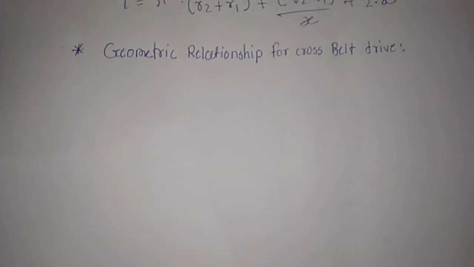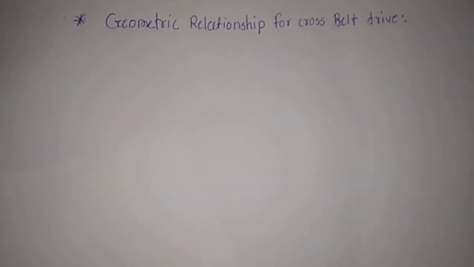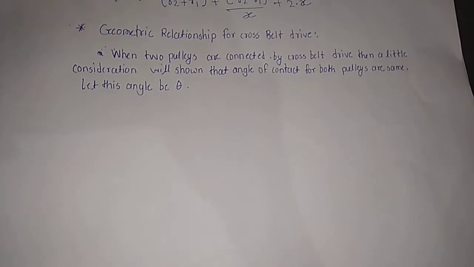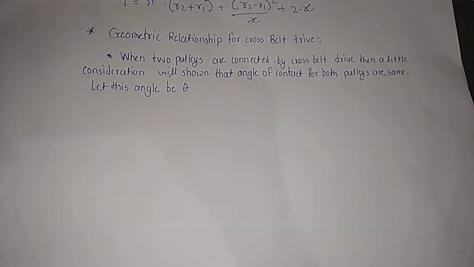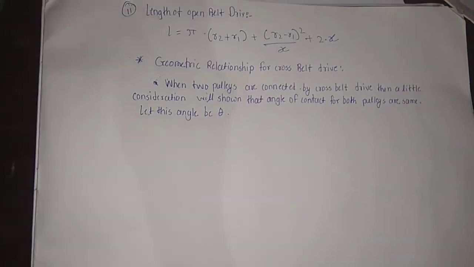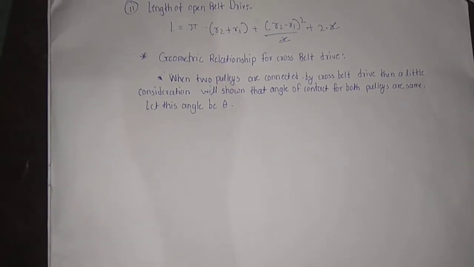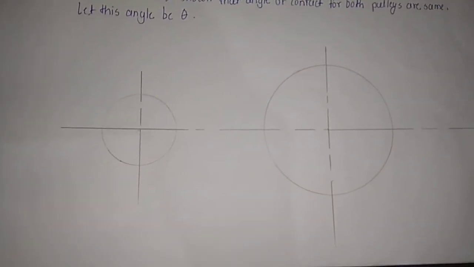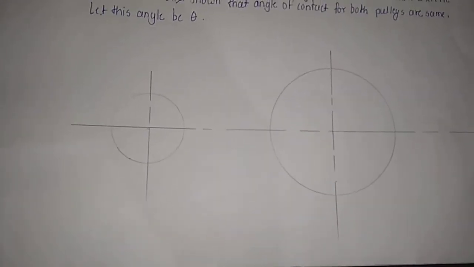Second is the geometric relationship for cross belt drive, which is similar to the open belt drive. When two pulleys are connected by a cross belt drive, a little consideration will show that the angle of contact for both pulleys is the same. Let this angle be theta. Then we draw the geometric relationship for the cross belt drive. First we draw the center line of both pulleys. After that, we draw the two circles, one smaller and one larger. Then we draw the two cross lines between the circles. They are similar to this.